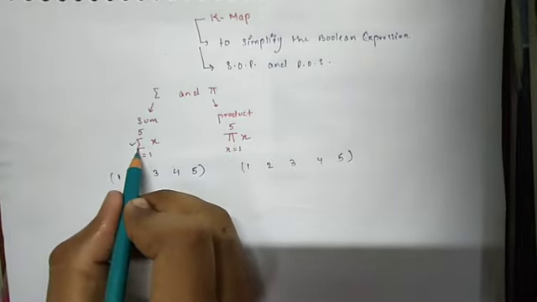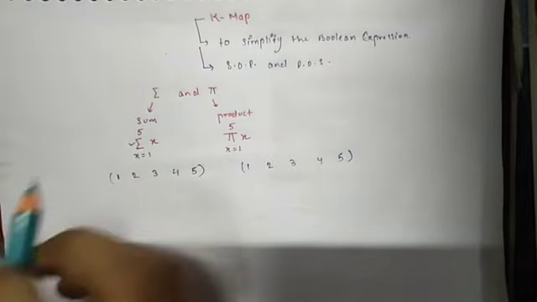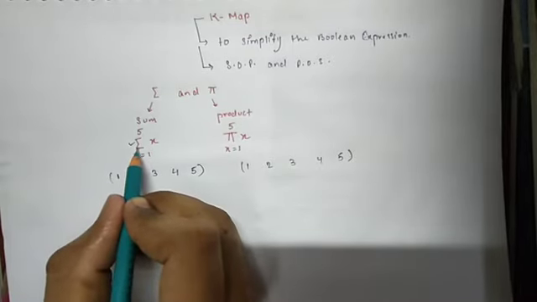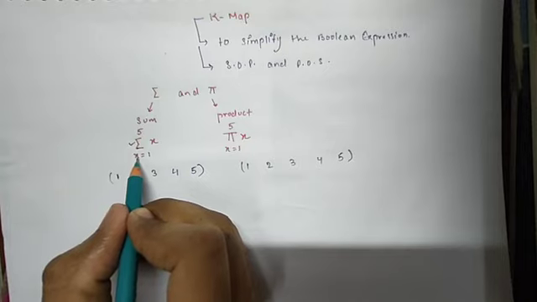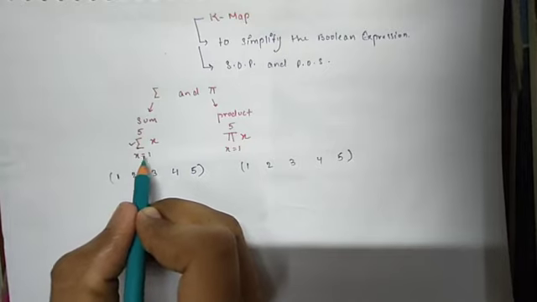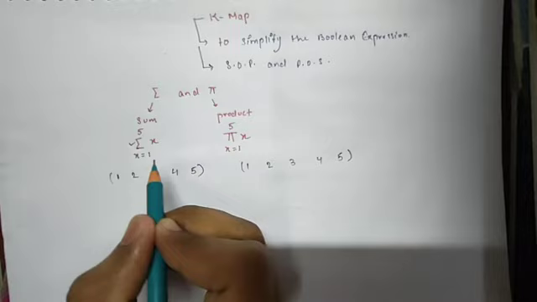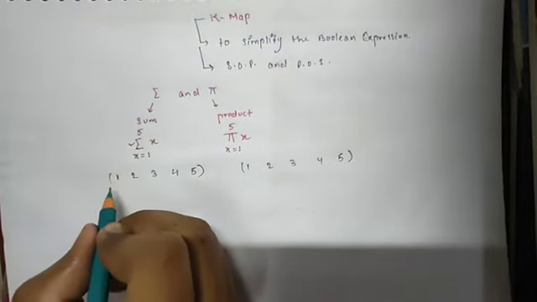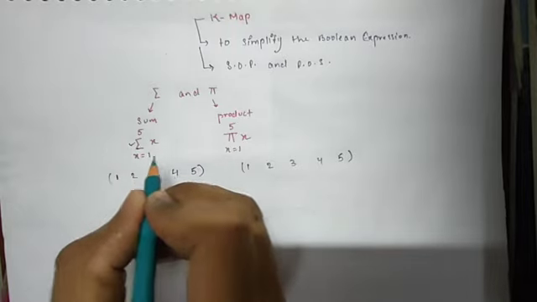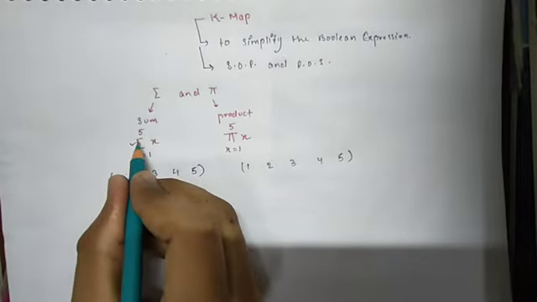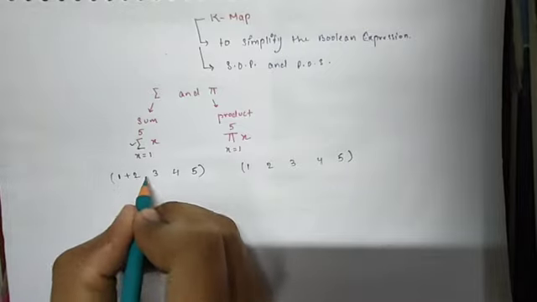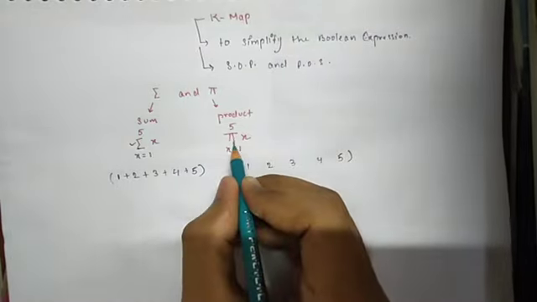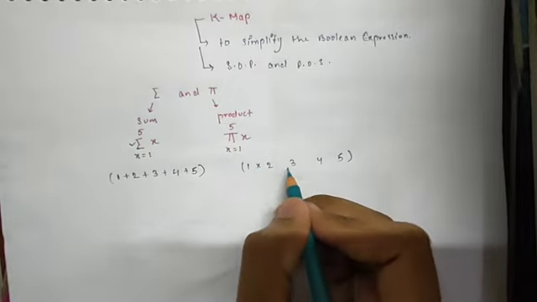Then we come to sigma and pi. What does sigma denote? As already told, sigma denotes the sum. This sigma sign tells that we have to take the sum of all the elements that lie from 1 to 5, including 1 and 5 also, and we have to take all the whole numbers. So here it is written sigma, so we will take the sum, and since here it's written pi, we will take the product.